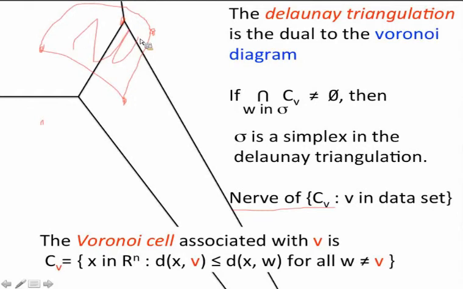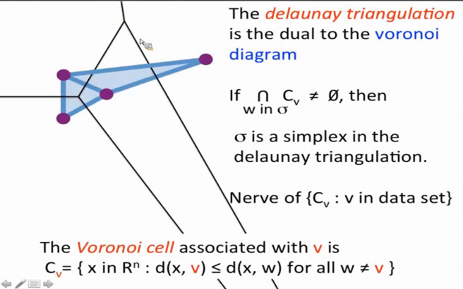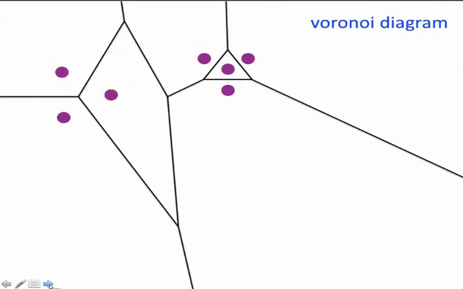And I can draw that nicer here. Just note that this straight edge here was the same as the edge that just went above through here. So we just isotope this triangle to look a little bit nicer. But we now have the Delaunay triangulation. It's just the nerve associated to the Voronoi diagram. Let's take a look at the Voronoi diagram.